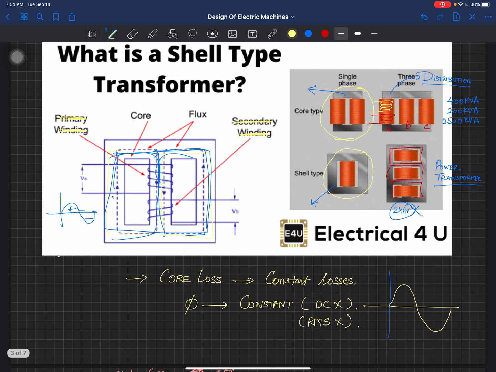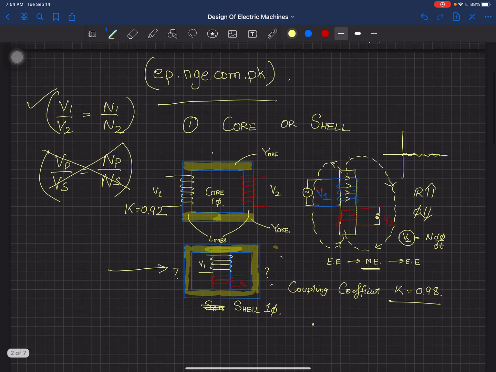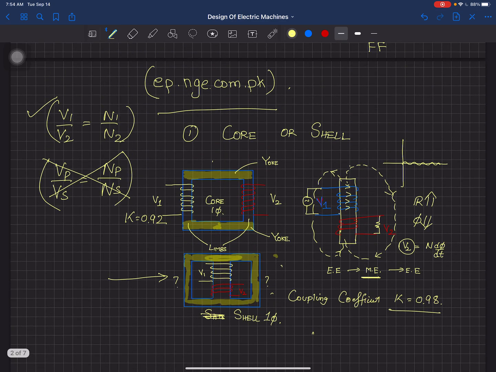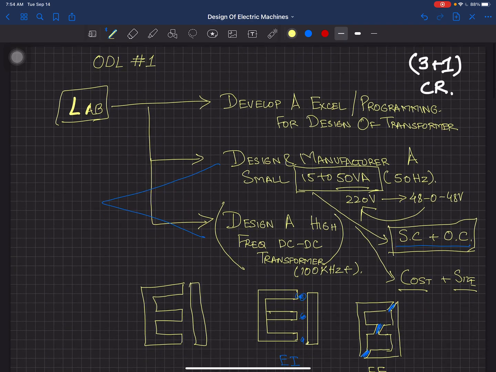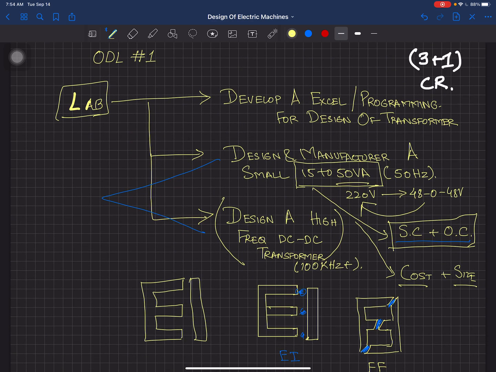Then we have talked about the single phase and 3-phase shell and core type transformers. And then we have talked a little bit on this hypothetical transformer also. So this is all about electric machine design over here. This was an introductory lecture. Please kindly revise your transformers, whatever we have done today.